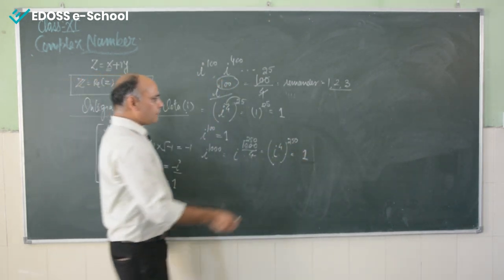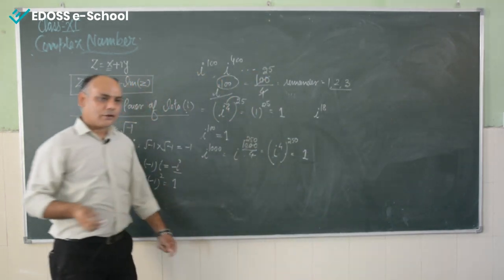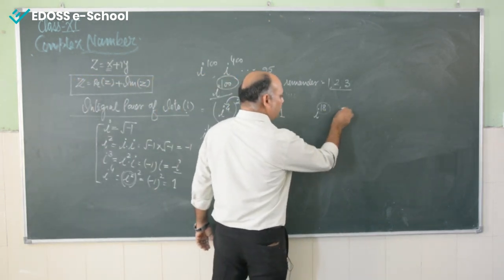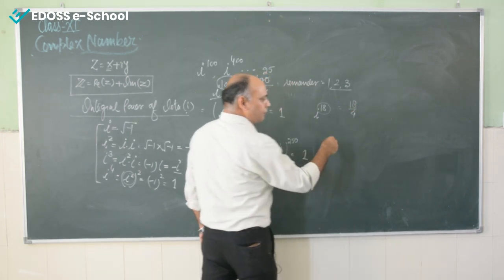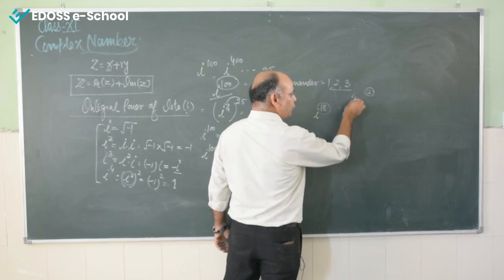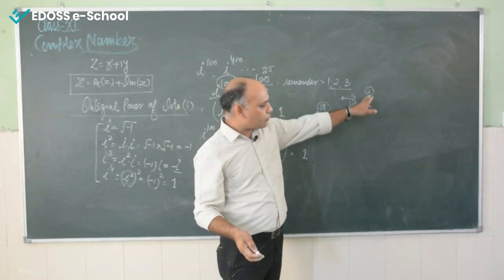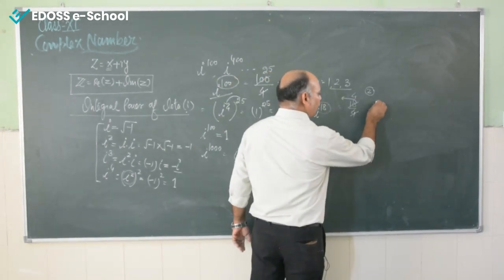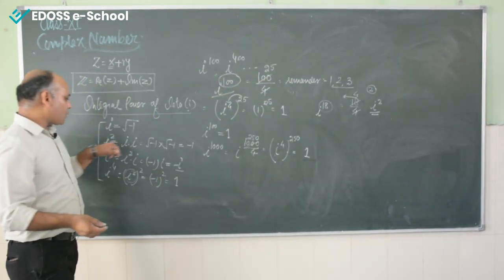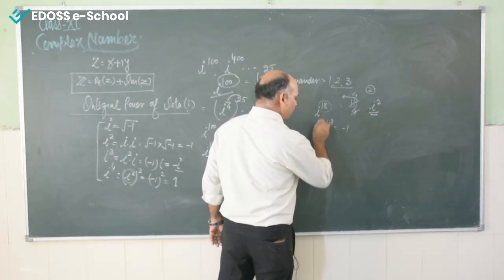Now a simple case: iota to the power 18. This 18 is divided by 4. 4 times 4 is 16, and the remainder is equal to 2. It means 4 times it is completely divisible, and the remaining is 2. That means it will be equal to iota square, and what is the value of iota square? Iota square is equal to minus 1. That means iota to the power 18 will be equal to minus 1.